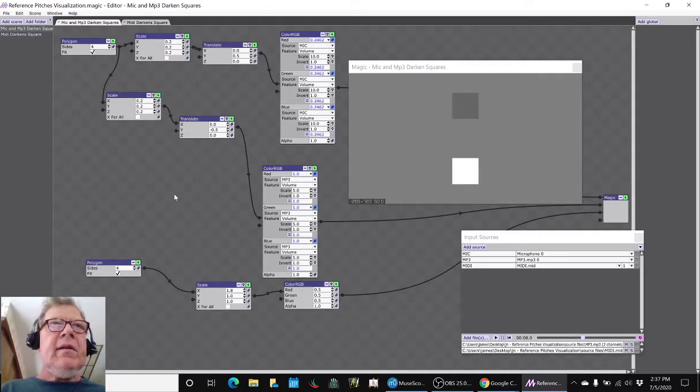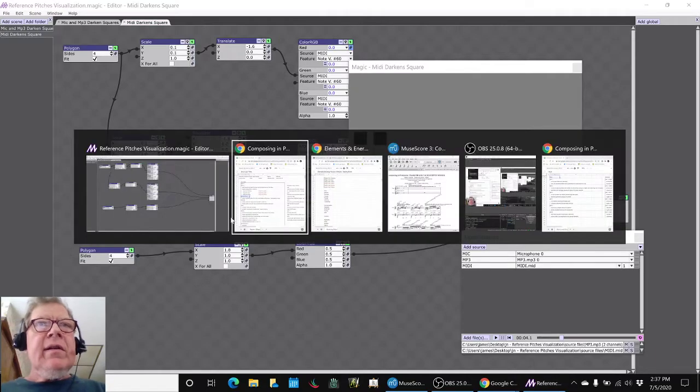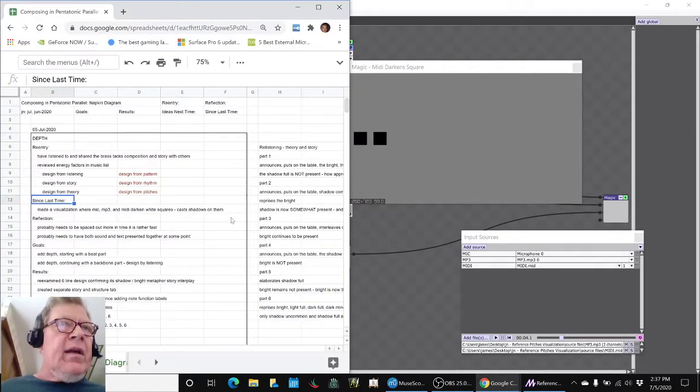So every time the note changes, we get a cast shadow. And this was just a beginning where the squares are darkened exactly by which note is playing. So these are the first two notes of the scale. And we don't have the rest of that programmed in there. So we did indeed make a visualization.